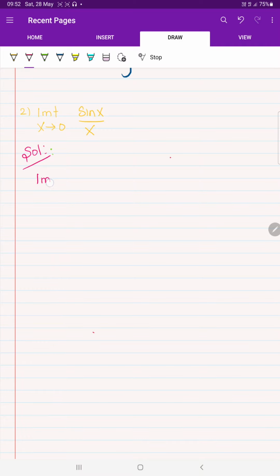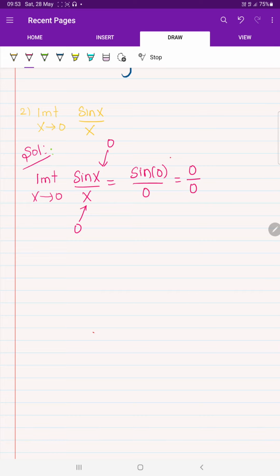What is the given function? Limit x approaching 0 of sin x upon x. What we have to do is replace x by 0. If I replace x by 0, what will I get? Sin 0 by 0. How many of you know the value of sin 0? Sin 0 gives us 0 only. So once again it becomes the 0 by 0 form. 0 by 0 is called an indeterminate form. Yes or no? Yes sir.